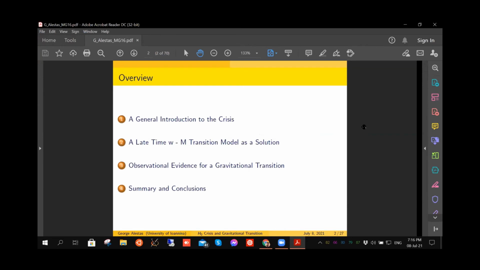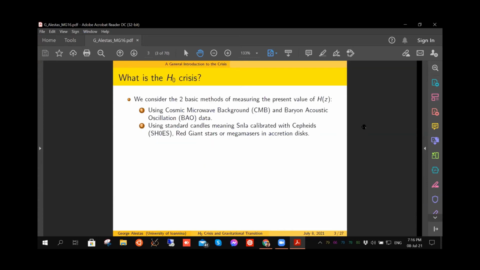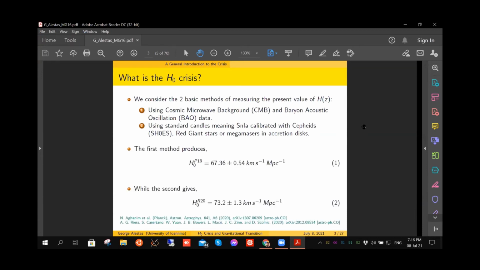First of all, as a small overview, we will start with a general introduction to the H0 crisis. Secondly, we will propose a late-time gravitational transition model as a solution. Thirdly, we will provide some hints of observational evidence for such a gravitational transition, and we will end by providing a summary and conclusions. Now, regarding the H0 crisis, I won't bother with that, you know it better than I do. So I will skip it.